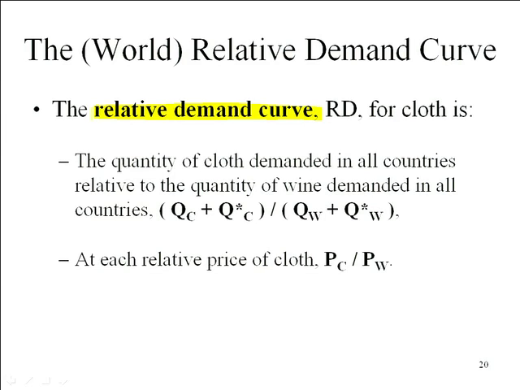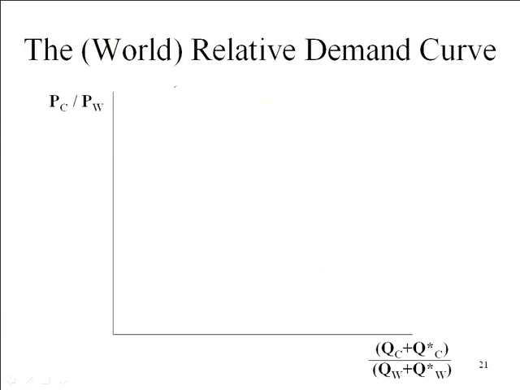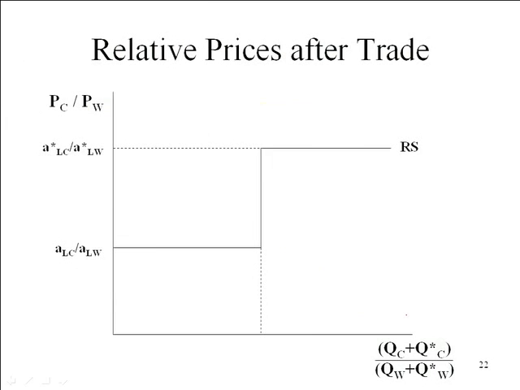Again, all we're going to be asking ourselves is what are the relative quantities demanded at every relative price. So you may recall that our relative demand curves actually look the same, so it's not like we have two. So our world relative demand curve will be downward sloping to the right, pretty much like most demand curves, relative or otherwise. So here's our world relative supply curve, and here's our world relative demand curve.